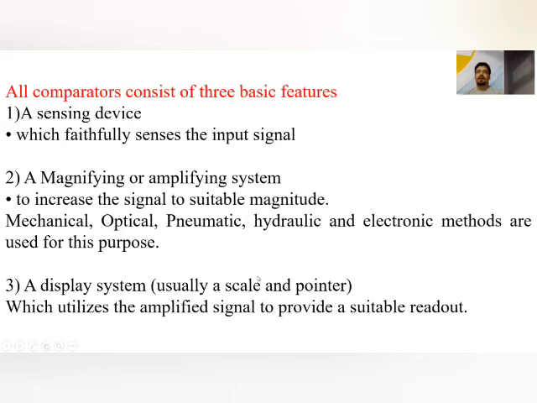Next, comparator parts. What are the different parts present in the comparator? There are mainly three parts. First is a sensing device. The sensing device is the device which senses the input signal first. Second, a magnifying or amplifying system. Because the variation is very small, it should magnify the value of the input signal. It means to increase the signal to a suitable magnitude.